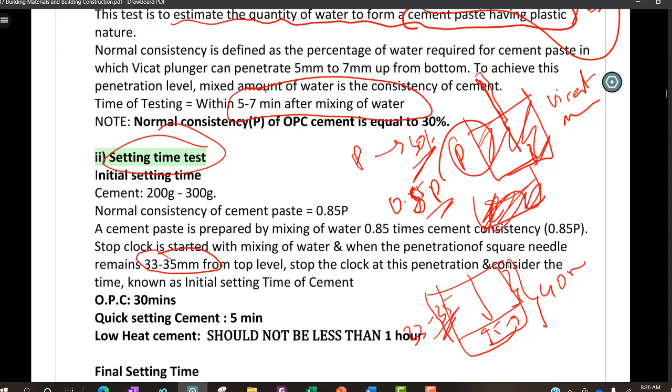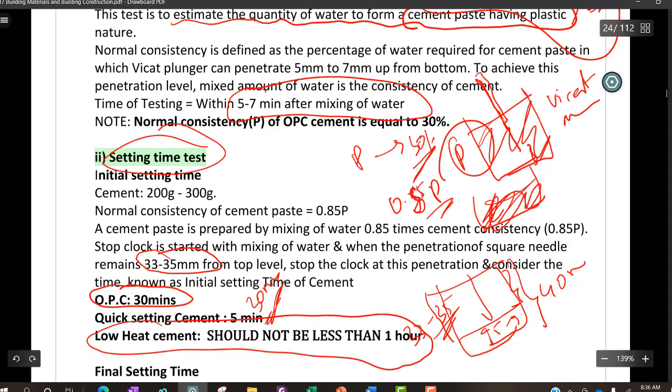and we'll be measuring the time of this penetration. So in general, for ordinary Portland cement, that is 30 minutes. For quick setting cement, that will be 5 minutes, right? Remember, simple thing. And if you have low heat cement, this setting time will be less than 1 hour. Remember, for ordinary Portland cement it is 30 minutes. For low heat cement it should be 1 hour. You will remember, you won't forget, right? So the initial setting time you should try to measure using the same apparatus, but how much water content will you keep? You will keep 0.85 p.